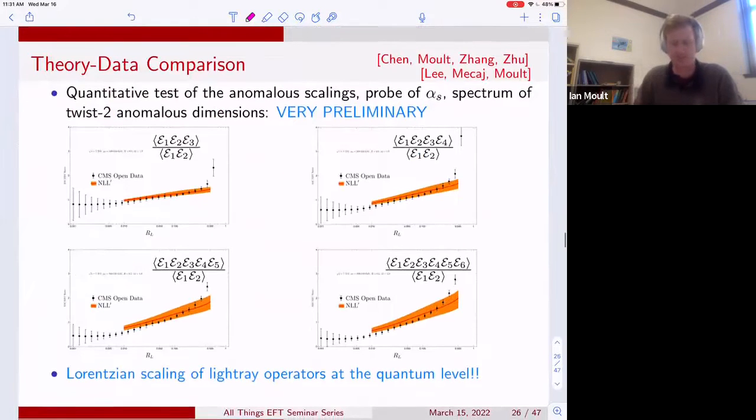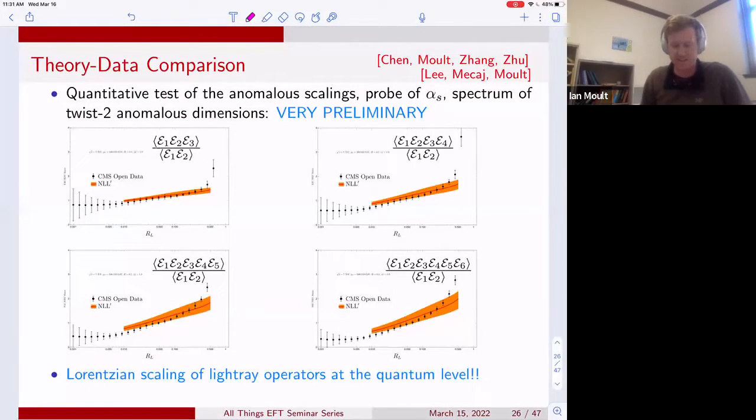And so just like before, one can actually do a very nice quantitative test. So this is with Kyle Lee and Bianca using earlier factorization theorems derived here. And so one can actually kind of quantitatively test the structure of these anomalous scalings and, for example, probe the spectrum of twist-two anomalous dimensions and the strong coupling constant in QCD. And so you can see this here for the 3-point, 4-point, 5-point, and 6-point. And it's really kind of probing in a detailed way these scaling behaviors of these observables within jets, which I think is extremely neat.